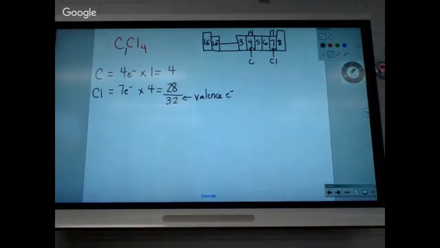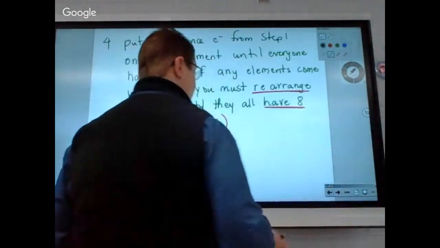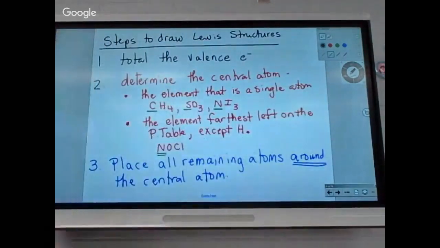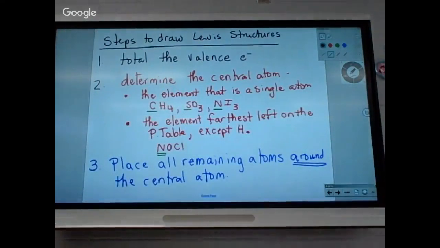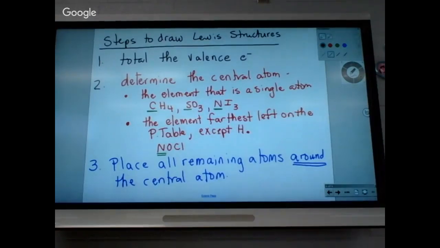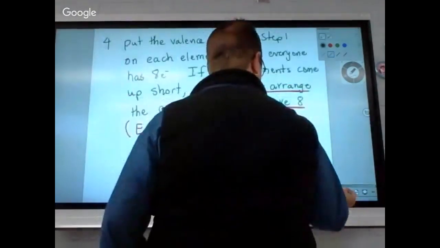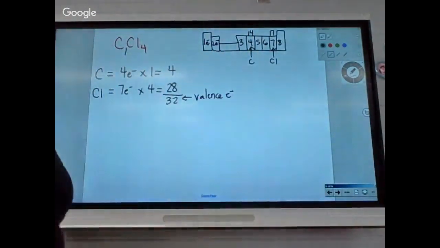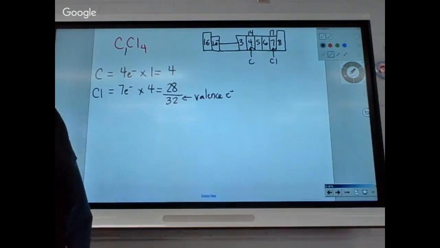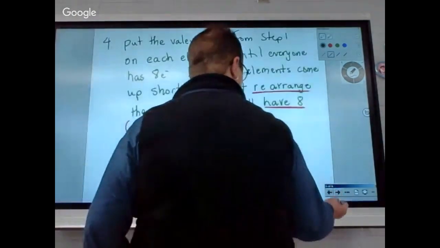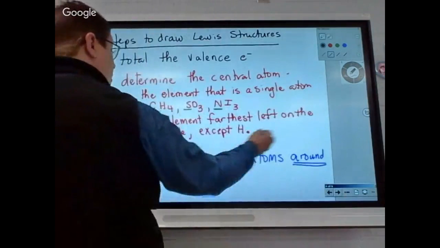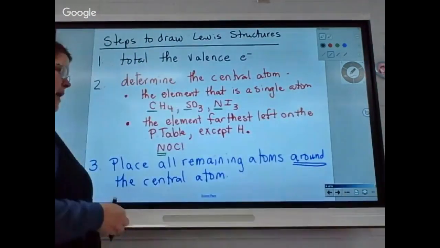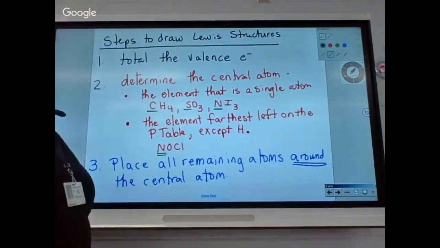Now, it's an easy one. Step 2, determine the central atom. If an element is by itself, a single, it's going to be the central atom. So do I have one that's a single? That's the central atom. Then step 3: place all the remaining atoms around the central atom, not in a row, but around the central atom.